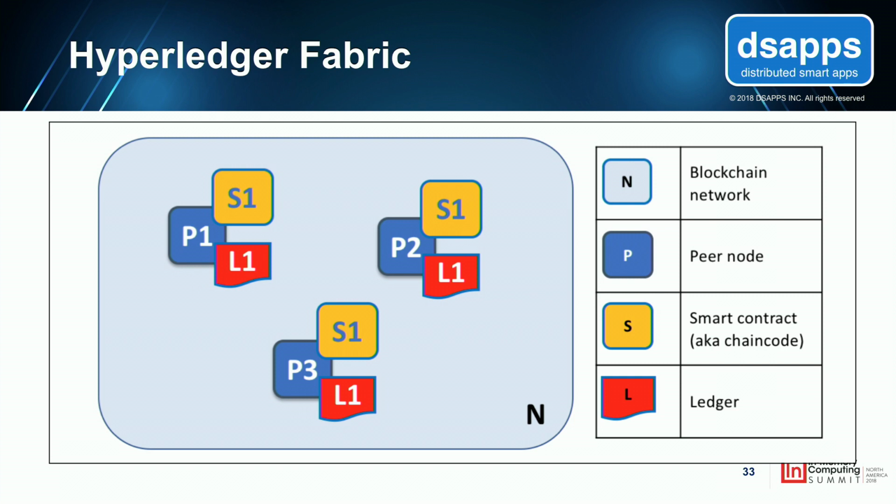To give you a simple idea of what it looks like, this is an example of a Hyperledger Fabric. These P's are all the peer nodes. So you can set up as many peer nodes, P1, P2, P3, right? These are all basically running on Linux. It could be a single board computer, could be a Raspberry Pi. You could have a whole network of these. S is a smart contract, and L is a ledger. So you've got the same ledger copy in every one of those nodes. And S1 is a smart contract which also is running on those nodes.